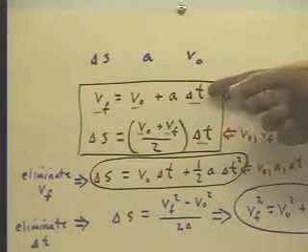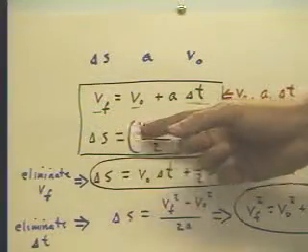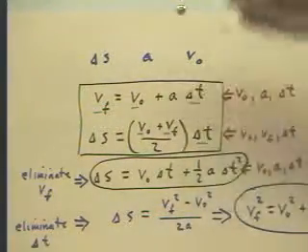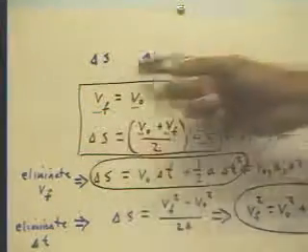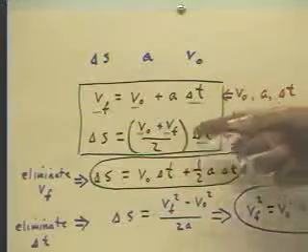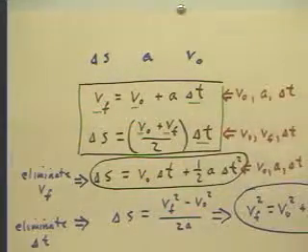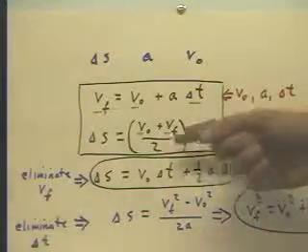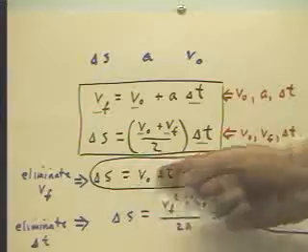Wait a minute, if we eliminate delta T, we don't have delta T here anymore, we have delta S, V naught, VF, and A. Right, and we can calculate VF because then we would have delta S here, we would have A, which is going to come from here, and we'd have V naught, so we'd be able to solve for VF. And we also note that if we eliminate VF, we obtain this equation.